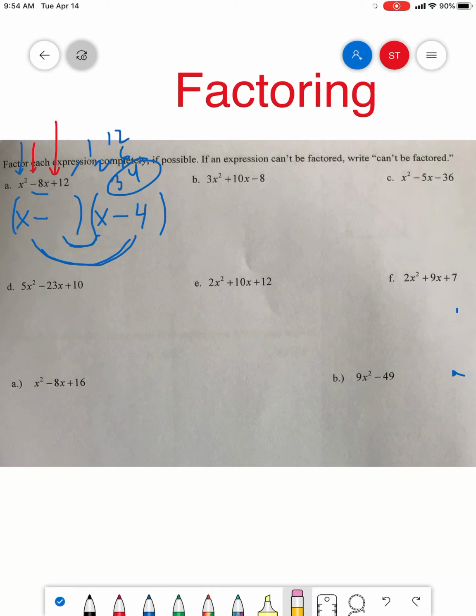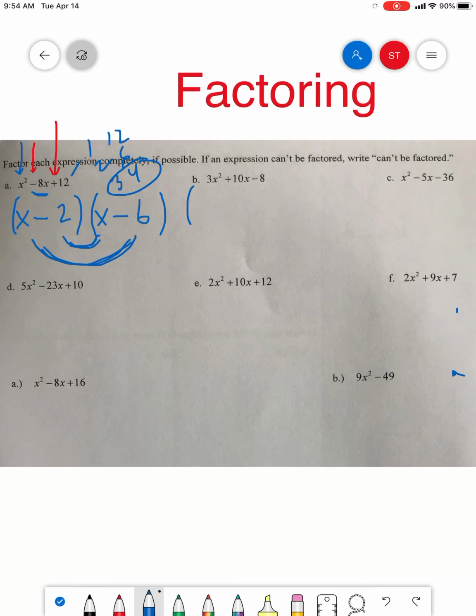So that's not going to do it. So let's get rid of that. I'm going to leave those happy faces because we're going to need them anyways. So let's try 2 and 6. Negative 2x minus 6x is negative 8x. We hit a home run. We're done. Let's take a look at the next one.